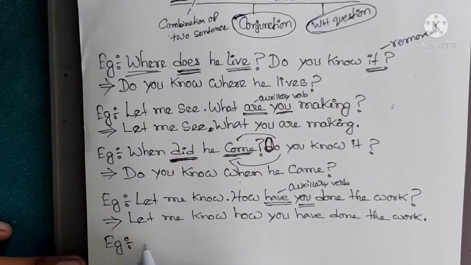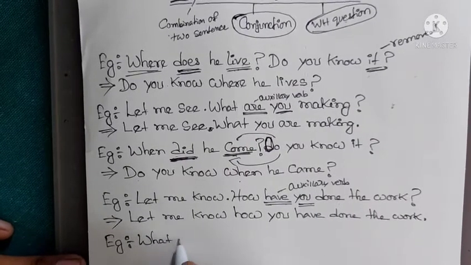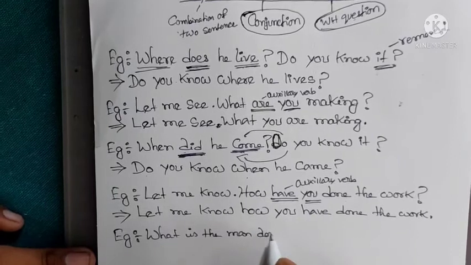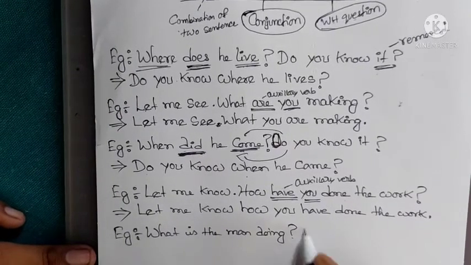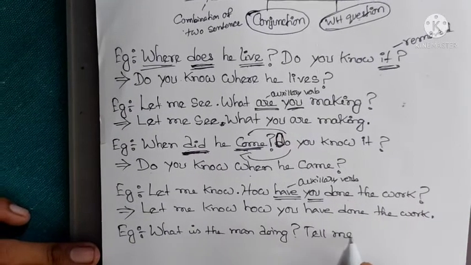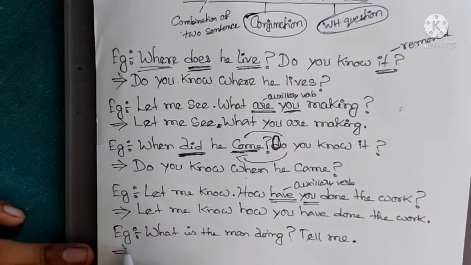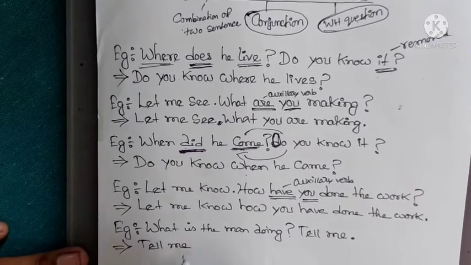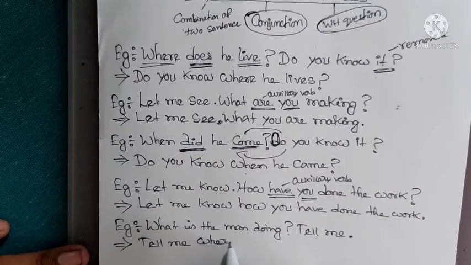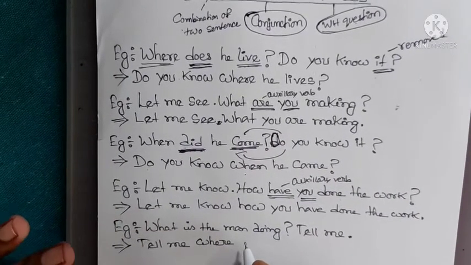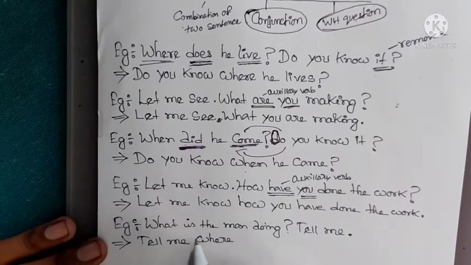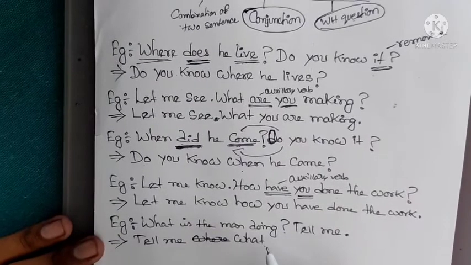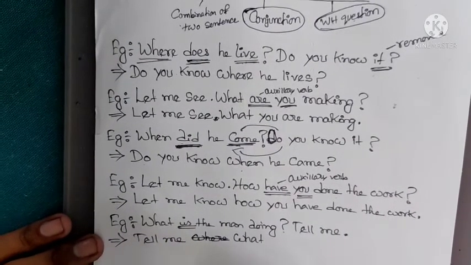What is the man doing? Tell me. What is the man doing? So here in this sentence, how will we change it? Tell me what. So here is the auxiliary verb.